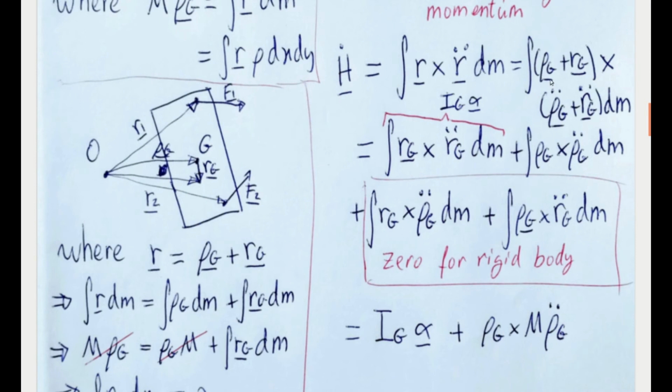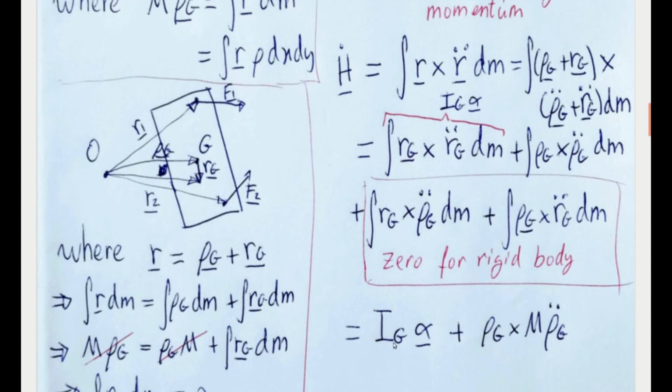Then the second integral, I'm just going to get rho g crossed with rho g double dot, and I'm going to put it here. The third integral, I'm going to get Rg crossed with rho g double dot and put it here. And the last one is rho g crossed with Rg double dot. Now, okay, that's quite long. Don't worry too much about it. But this term here, all in the big box, for a rigid body is 0.